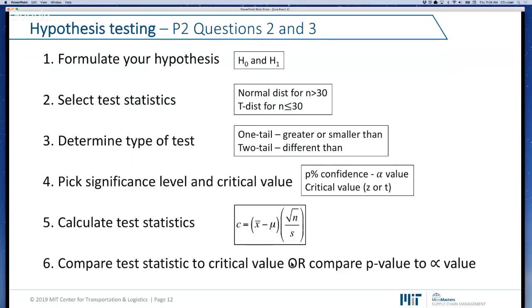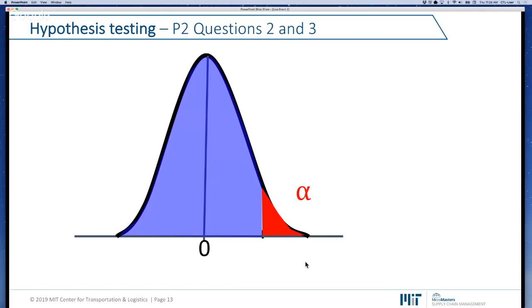And then finally, the sixth step is once we've done all these calculations, we can compare the test statistics to the critical value or compare the p-value to the alpha value to decide if we reject or fail to reject the null hypothesis. So now we want to clarify how to do this last step. What we can do to actually assess the results of my hypothesis test is to look at the test statistics or to look at the p-value. So what do we have?